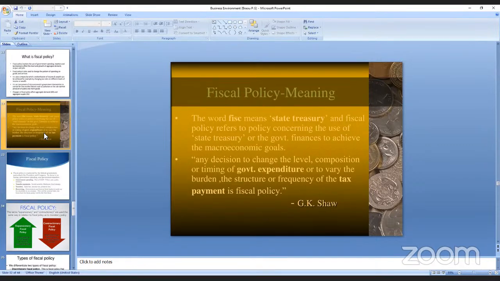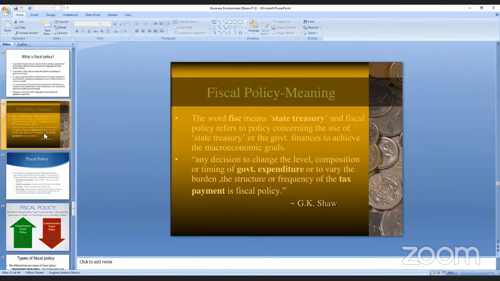Macro means very large, very big, very wide. So any decision to change the level, composition or timing of government expenditure, or to vary the burden, structure or frequency of tax payments, is fiscal policy. So fisc means the treasury, where the government policy is concerned with the use of state treasuries, that is government finances, with the main goal of achieving macroeconomic objectives.